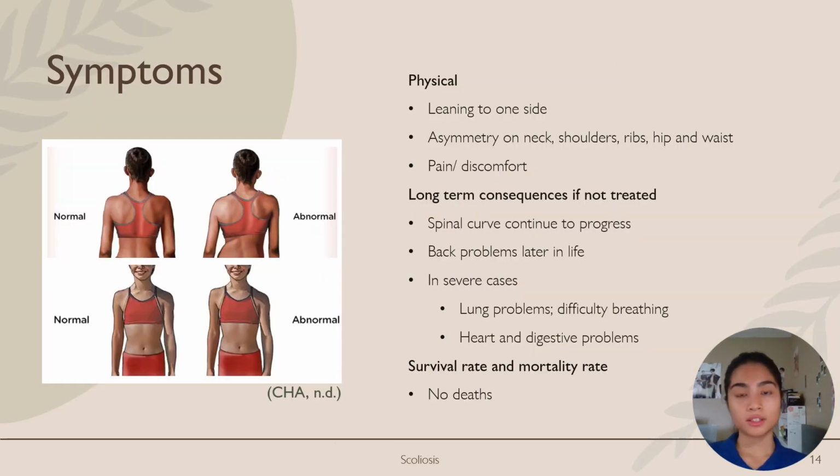Symptoms are mostly physical appearance, as they are leaning to one side, asymmetry of the neck, shoulders, ribs, waist, and hips, as well as pain and discomfort. Long-term consequences, if not treated: some scoliosis curves progress over time, while some stop. It has been linked to back problems later in life, and in severe cases it can affect other organs. The mortality rate is low and there are no deaths.